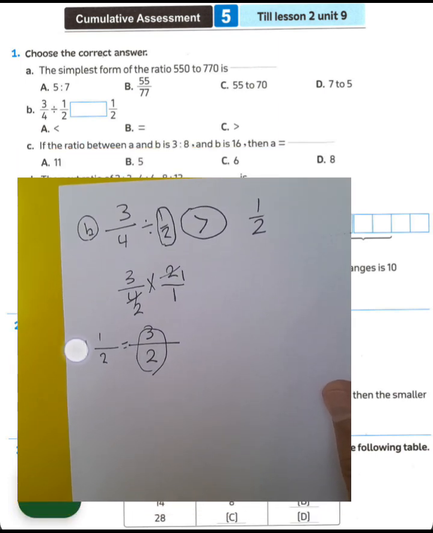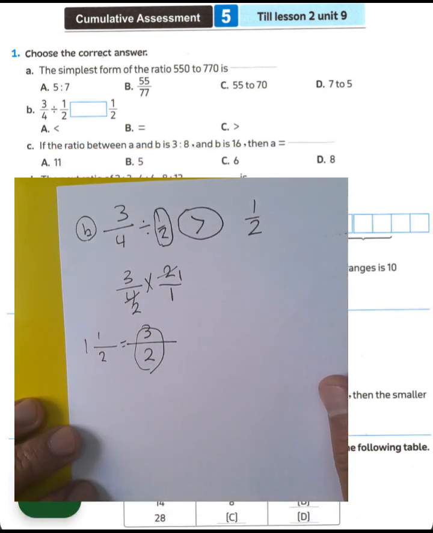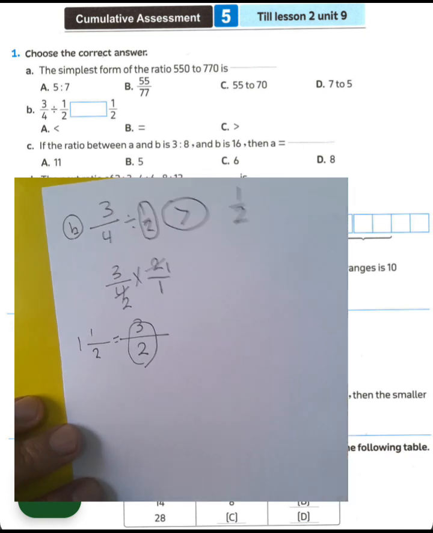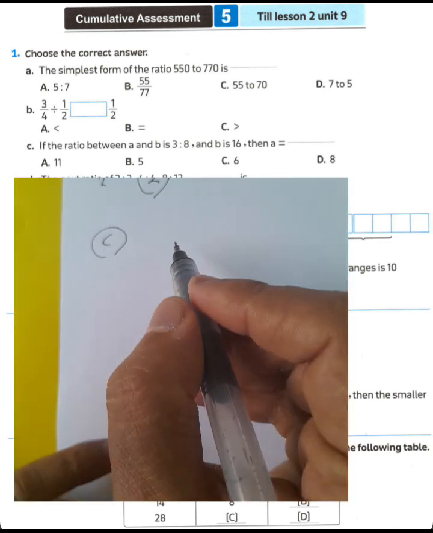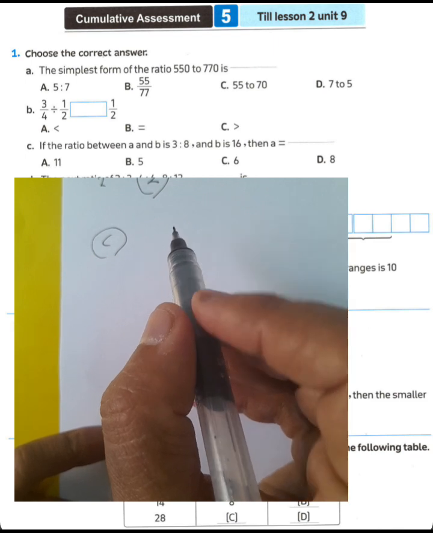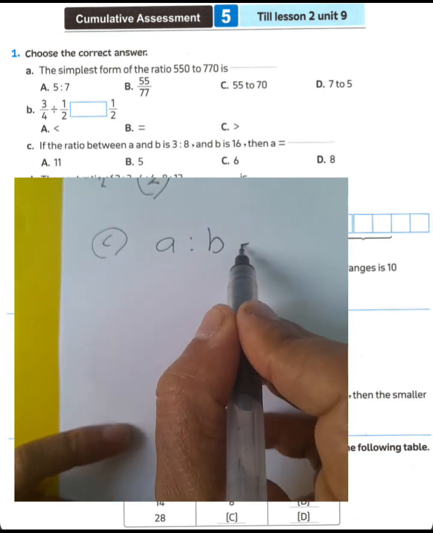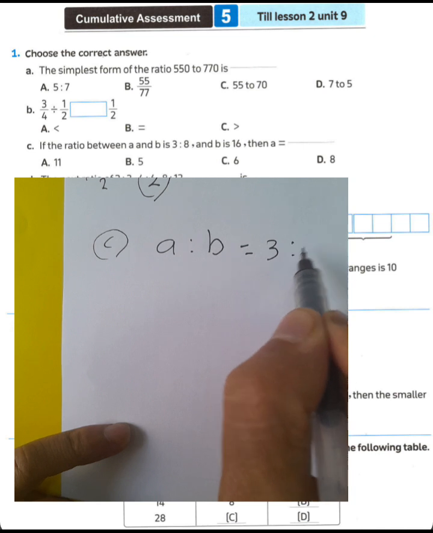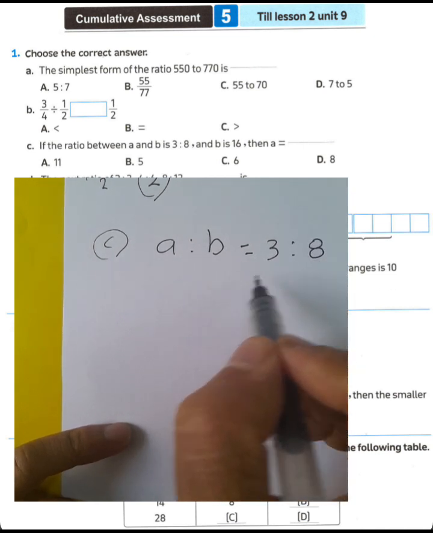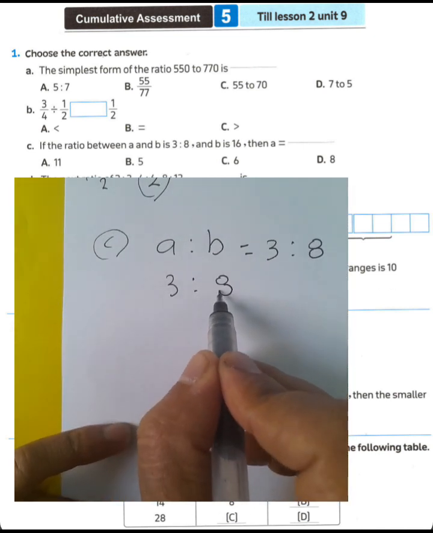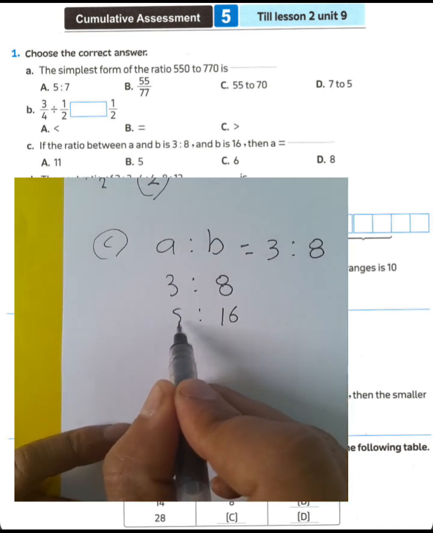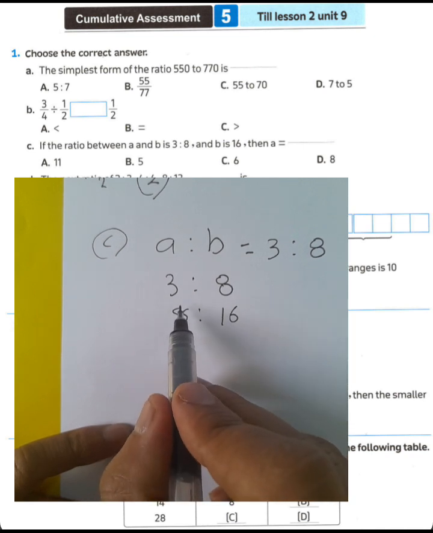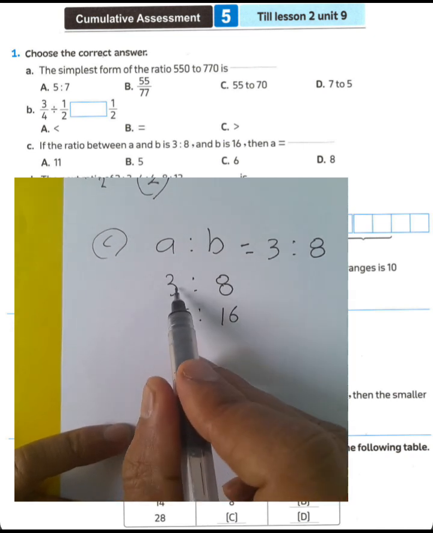Next question, letter C. If the ratio between A and B is 3 to 8 and B is 16, then what will A be? Look here at letter C. You want to find the value of A. The ratio between A and B is 3 to 8. If the value of B is 16, what is the value of A? We know 8 times 2 equals 16, then 3 times 2 equals 6.